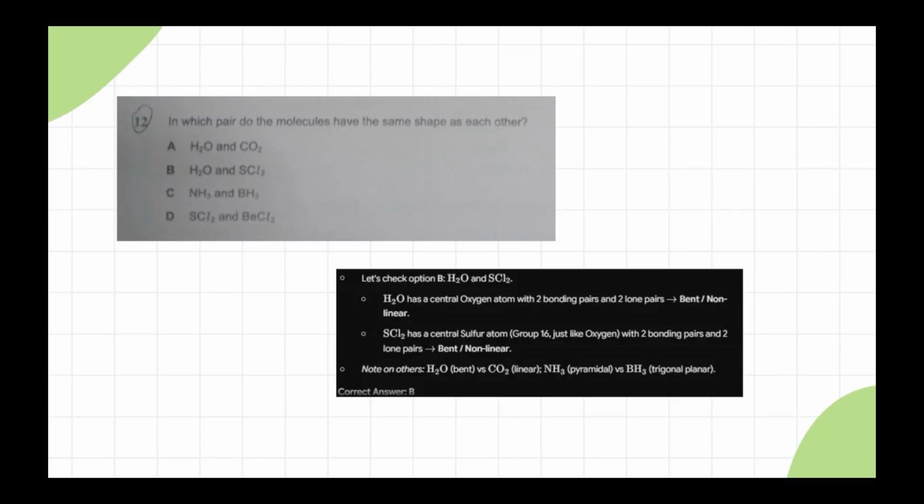In which pair do the molecules have the same shape as each other? So we have to check all of the answers again. We move to the B option. H2O has a central oxygen atom with two bonding pairs and two lone pairs, bent or non-linear. H2S has a central sulfur atom with two bonding pairs and two lone pairs, also bent or non-linear. No, this H2O is bent while NH3 is pyramidal, and BH3 is trigonal planar. So the correct answer is B.